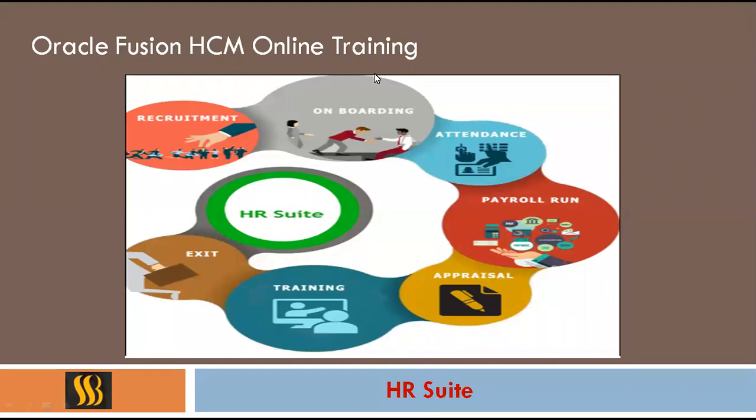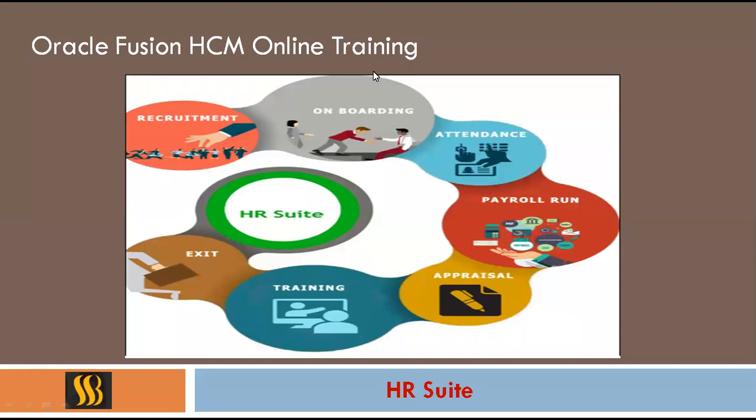Coming to the Oracle HR suite. I don't know how many of you are working in HR or in any ERP in HR. Maybe a few people are, but most of you are from a non-IT and non-HR background. So let us discuss the HR suite. What are we doing in HR? What is HR?